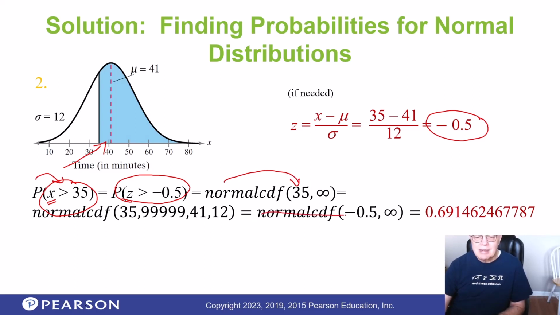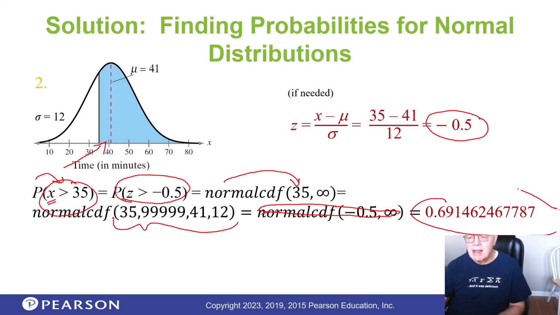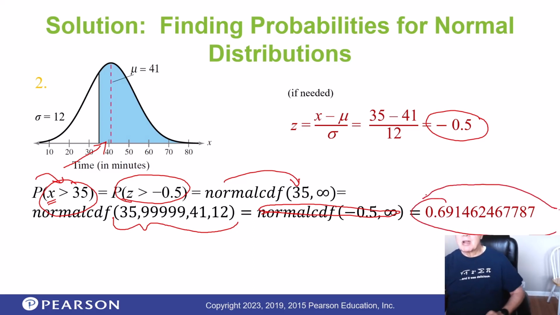So we're going to sort of semi-scratch this off. We're going to put it in directly like this, because we want 35 minutes and up for that next customer. And the probability is 0.69, or about 69% of the time that the next person is going to stay there 35 minutes or more.